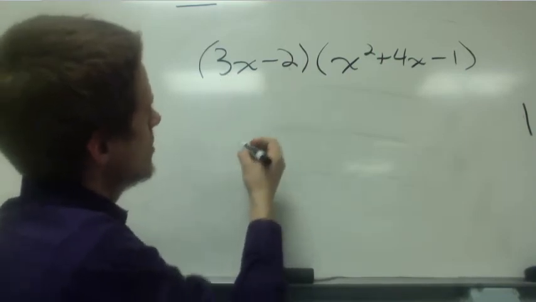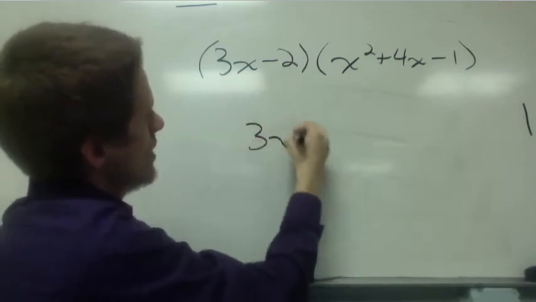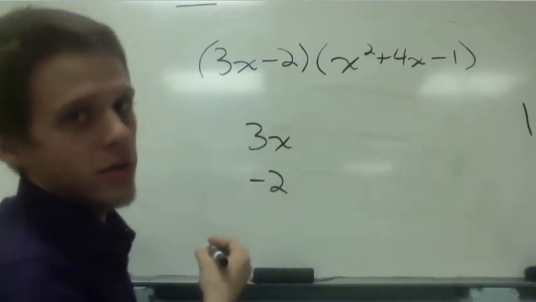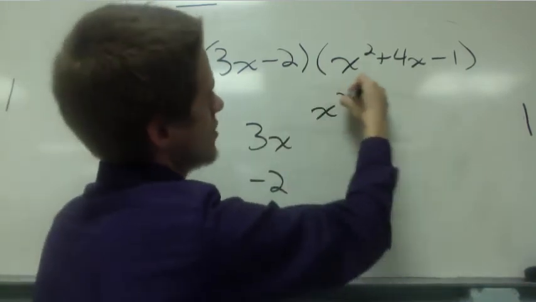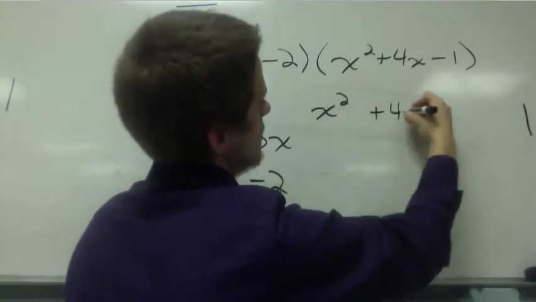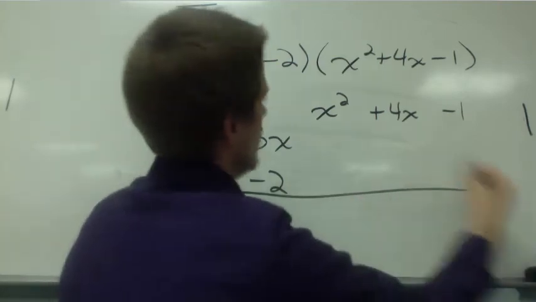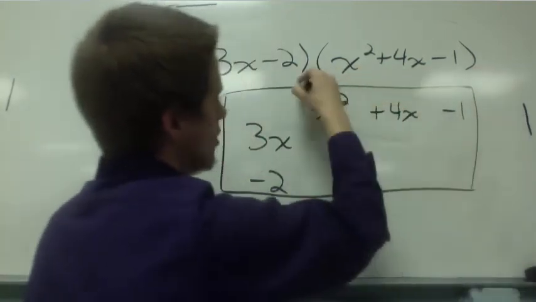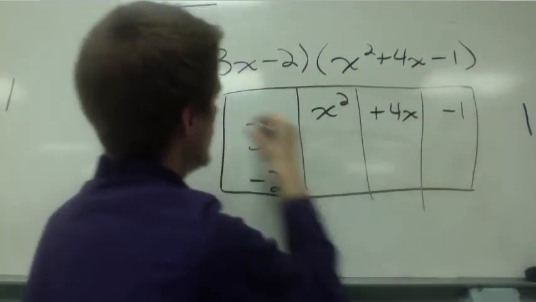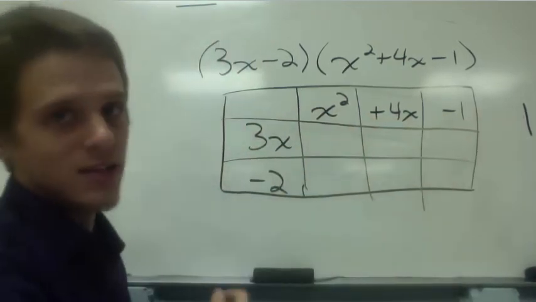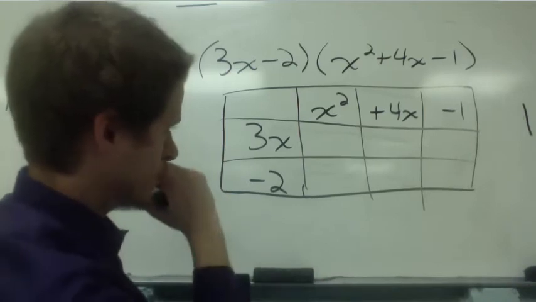Split up these two terms. So 3x minus 2. I'm going to split up those three terms. X squared plus 4x minus 1. So this is just going to be a little bit larger of a box. We're still going to find the area of each of those boxes now. We just have a little bit more to do.